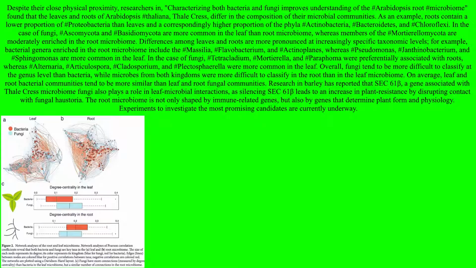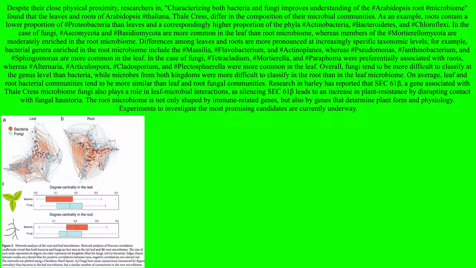So they found that the leaves and the roots of Arabidopsis thaliana. So then I find the species name and I hashtag the species name, right? So now we have Arabidopsis, the genus, and thaliana, the species. Although they weren't right next to each other, they are both linked. So somebody can click on the genus for Arabidopsis or thaliana for the thale cress, Arabidopsis thaliana. They found that it differed in the composition of the microbial communities.